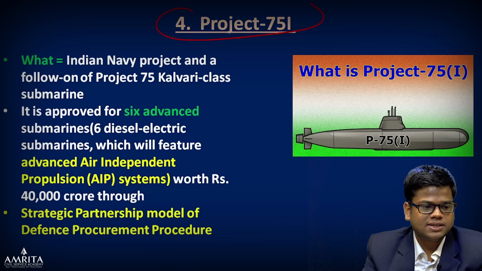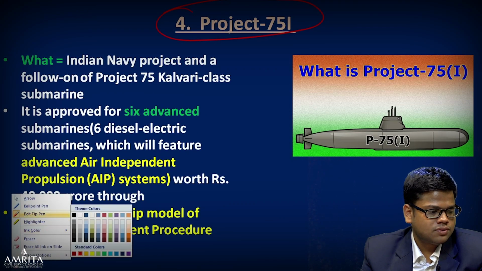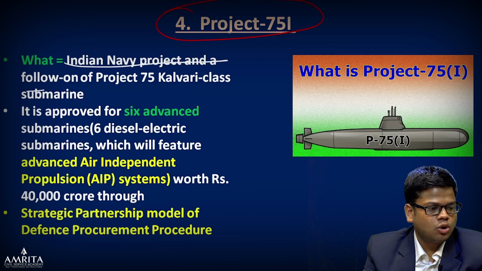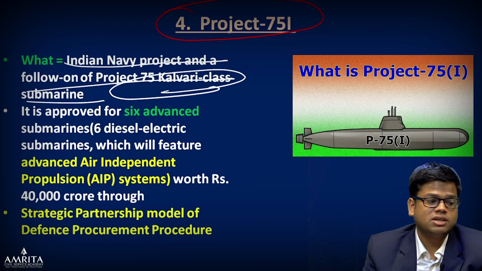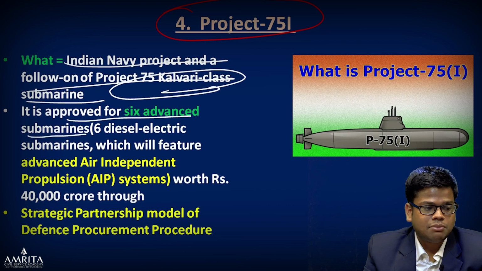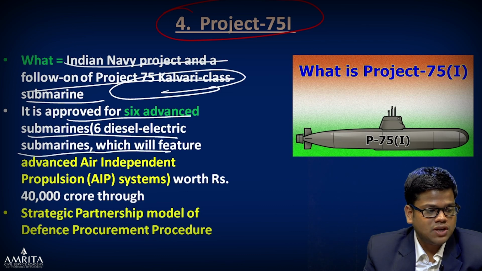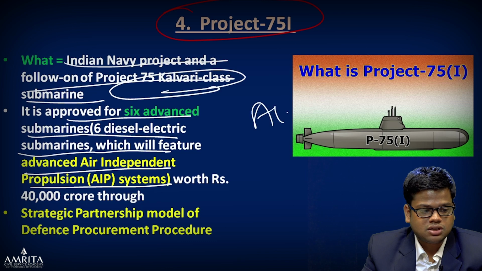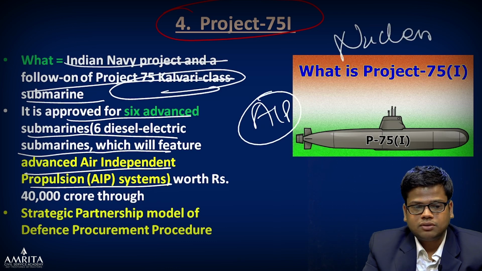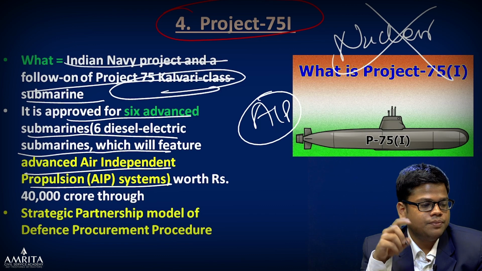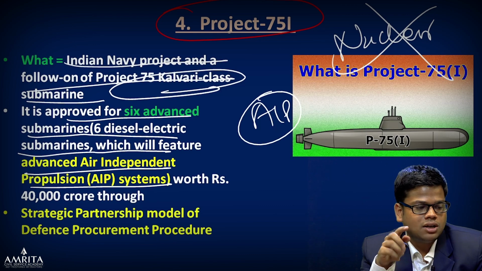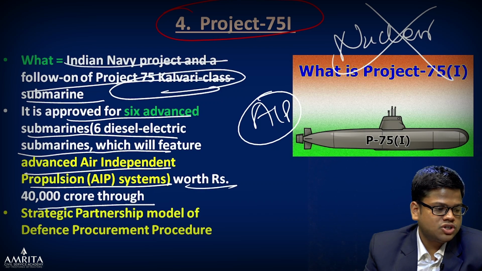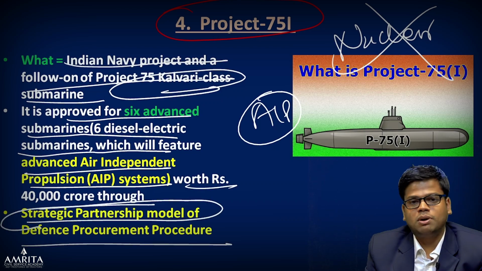Next is Project 75I, the second production line. So, the Indian Navy project is a follow-on to the Project 75 Kalvari class submarine. Kalvari was the first submarine under Project 75. It is approved for 6 advanced diesel electric submarines which will feature an advanced air independent propulsion system. Remember, these are not nuclear. They will have an advanced air independent propulsion system. Now you remember, we have done that already. Worth 40,000 crore through the strategic partnership model of the defence procurement procedure.